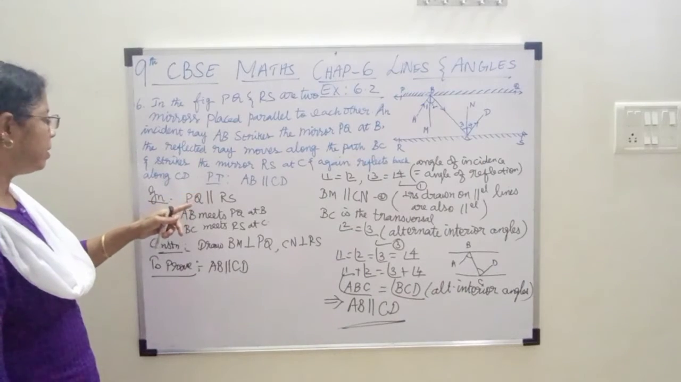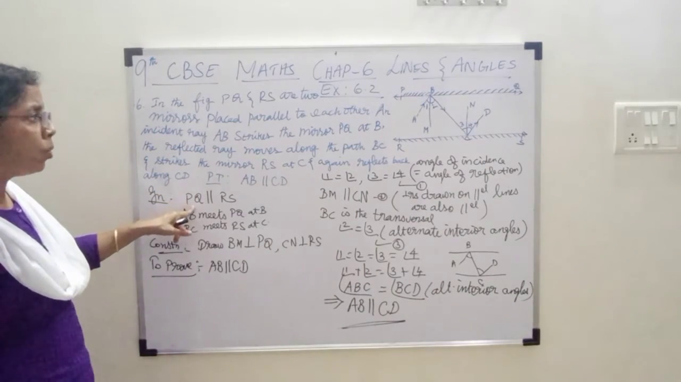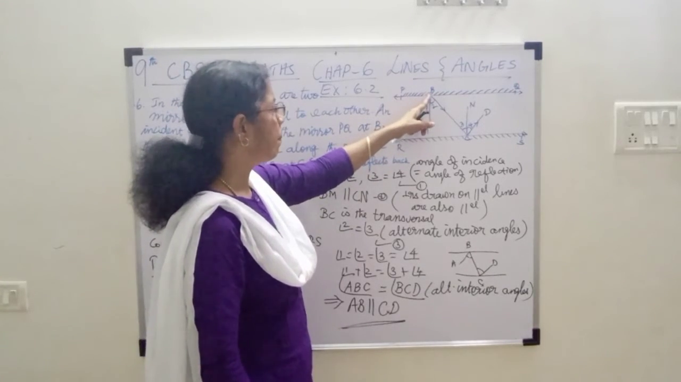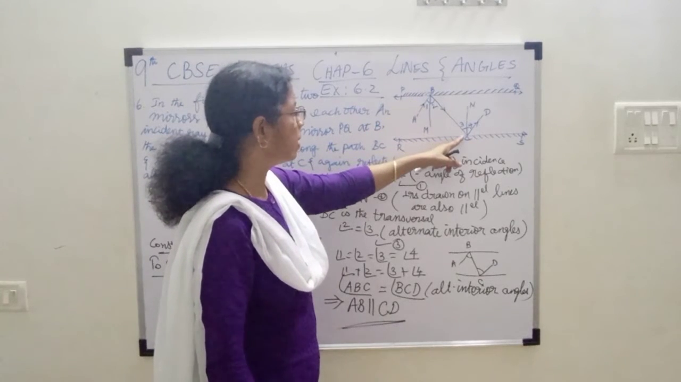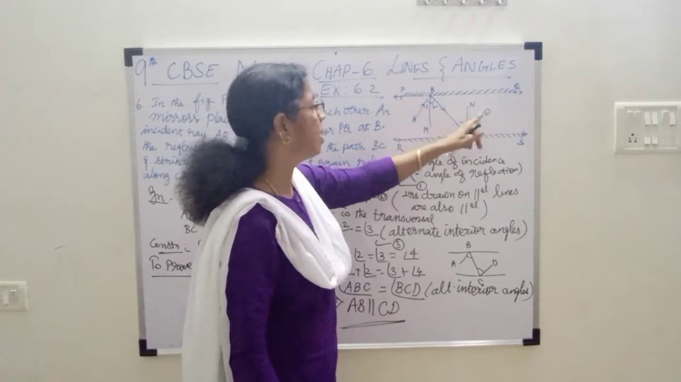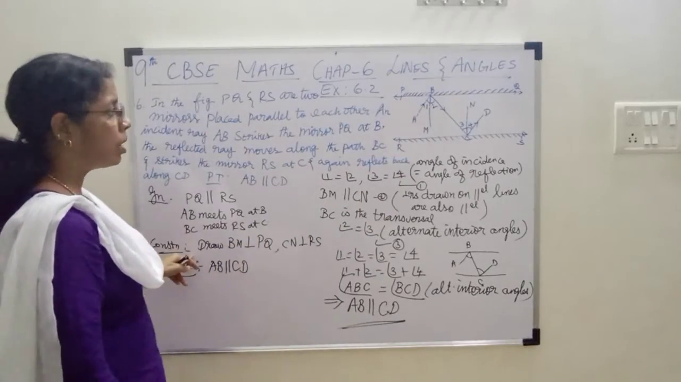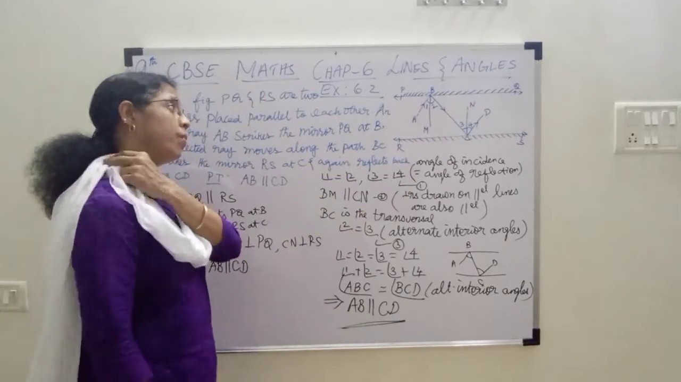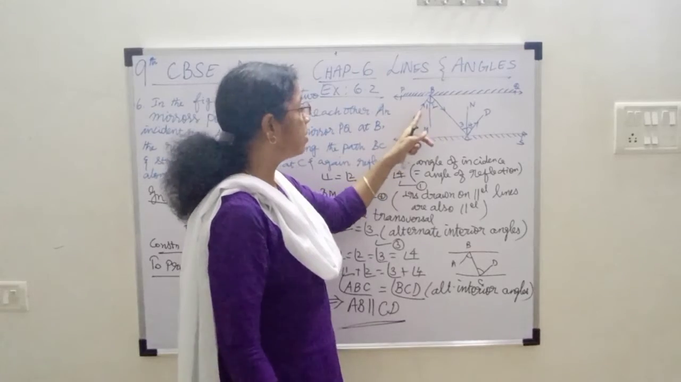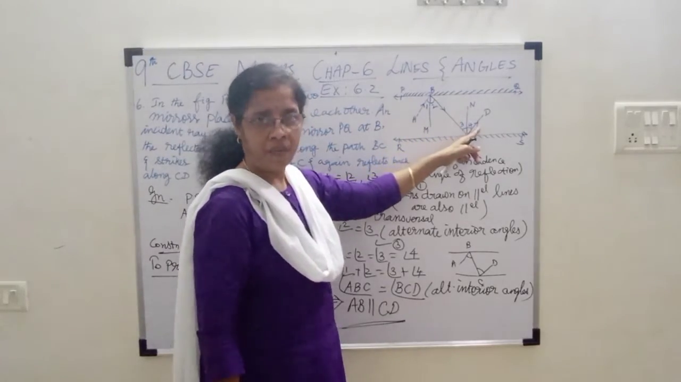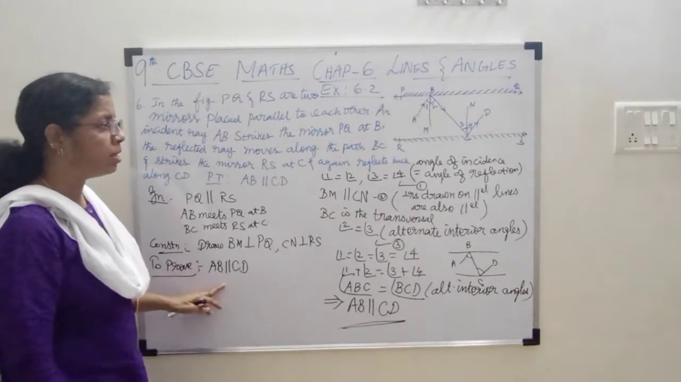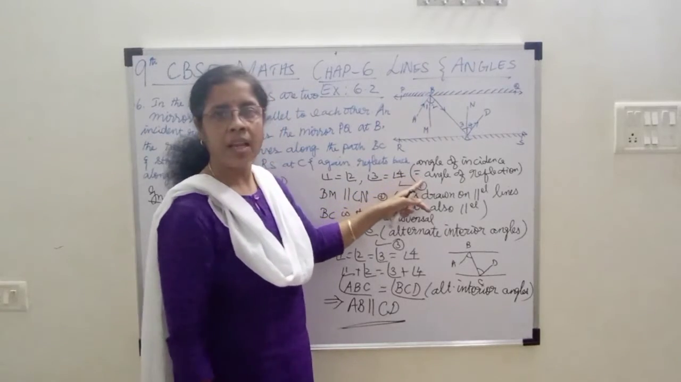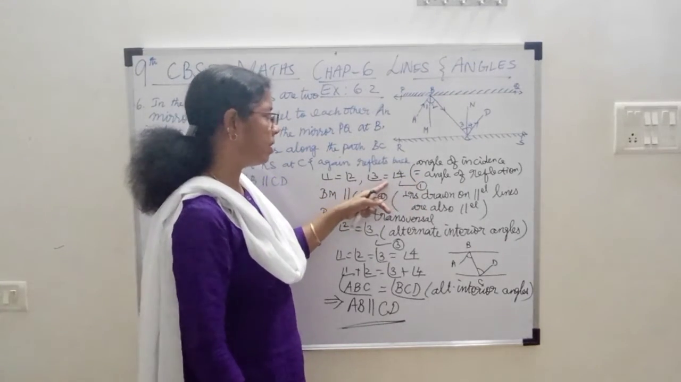Now, once again, I will repeat. See what you are given. PQ is parallel to RS. Then AB, the incident ray, meets PQ at B and the reflected ray meets RS at C. Once again, it is reflected at D. Now we construct BM perpendicular to PQ and CN perpendicular to RS, in which we got 4 angles: angle 1, angle 2, that is incident ray, reflected ray, incident ray, reflected ray. Now we are supposed to prove AB is parallel to CD. Since the angle of incidence is equal to the angle of reflection, consider that as 1.